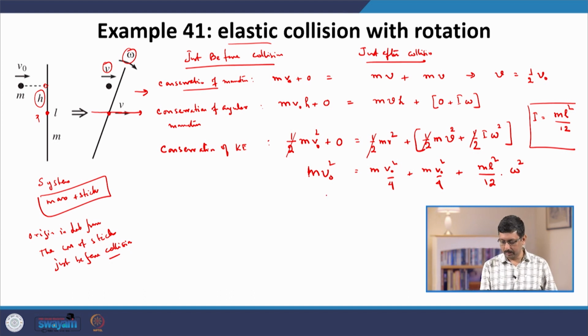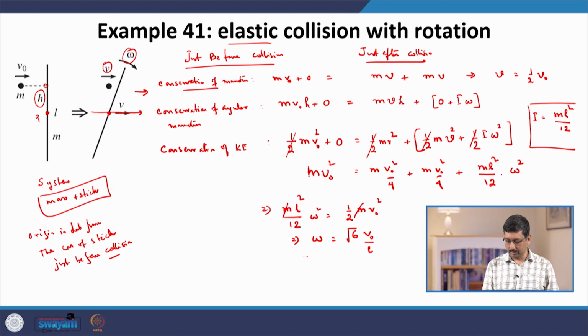So that gives us m L square by 12 omega square is equal to half m v naught square. The m gets cancelled, so we have omega equal to root 6 v naught by L.